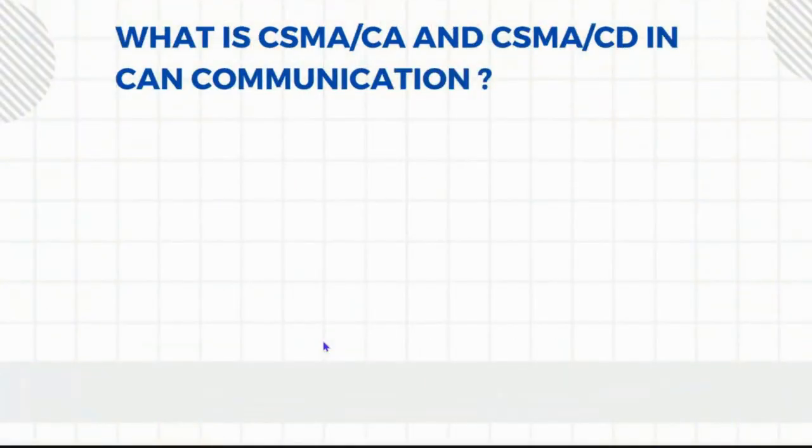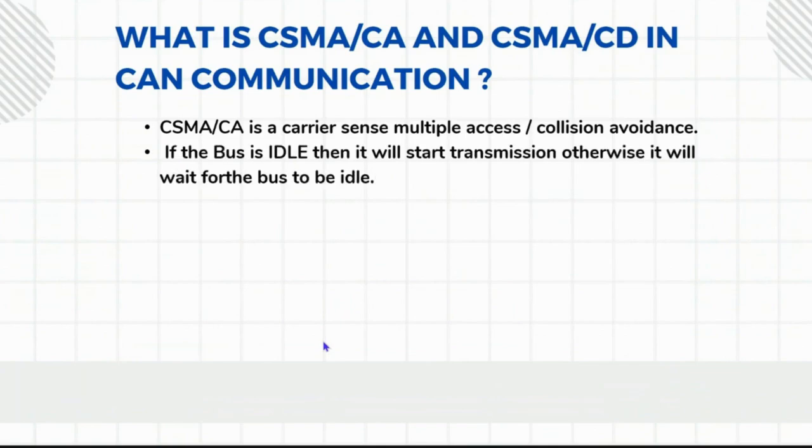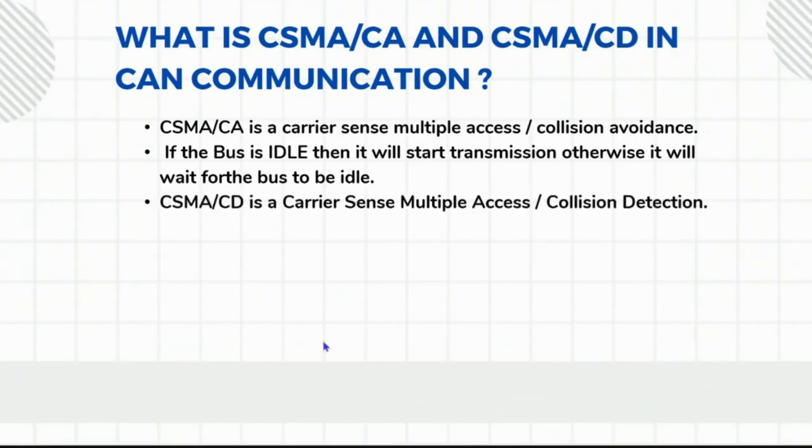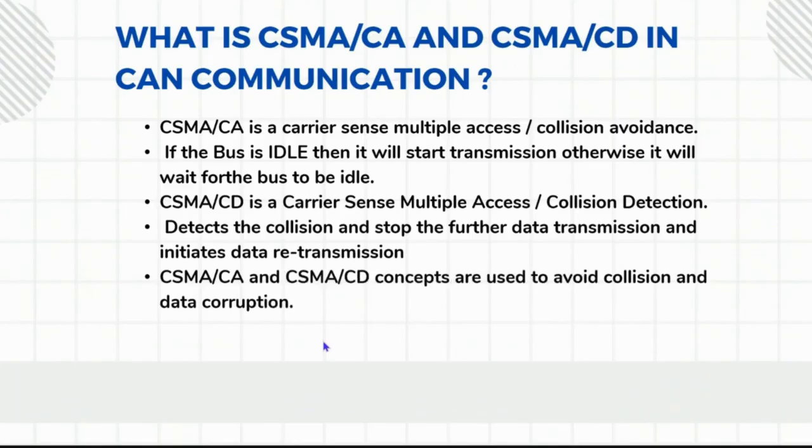What is CSMA/CA and what is CSMA/CD in CAN communication? CSMA/CA is Carrier Sense Multiple Access with Collision Avoidance. If the bus is idle, it will start transmission. Otherwise, it will wait for the bus to be idle. CSMA/CD is Carrier Sense Multiple Access with Collision Detection. It detects the collision, stops the further data transmission, and initiates the data retransmission. CSMA/CA is used to avoid collision and data corruption.